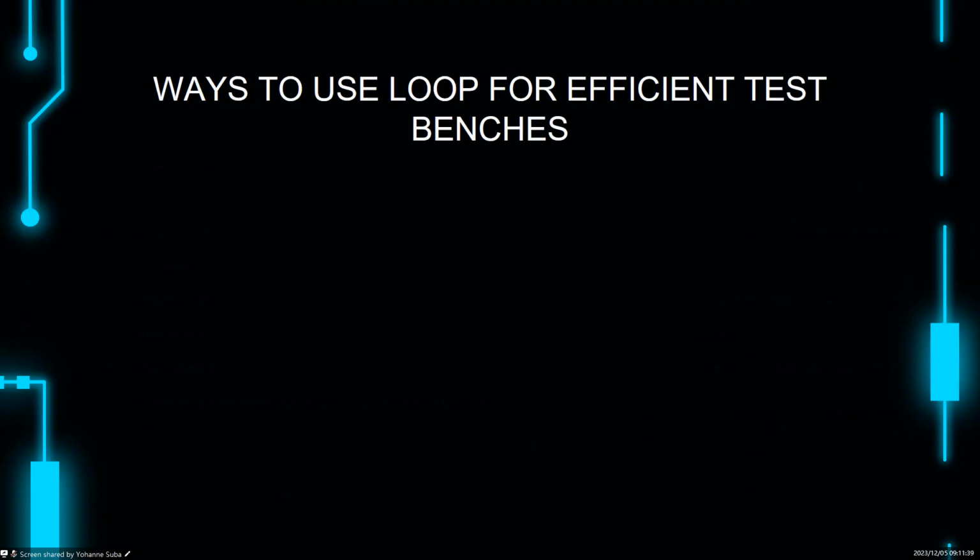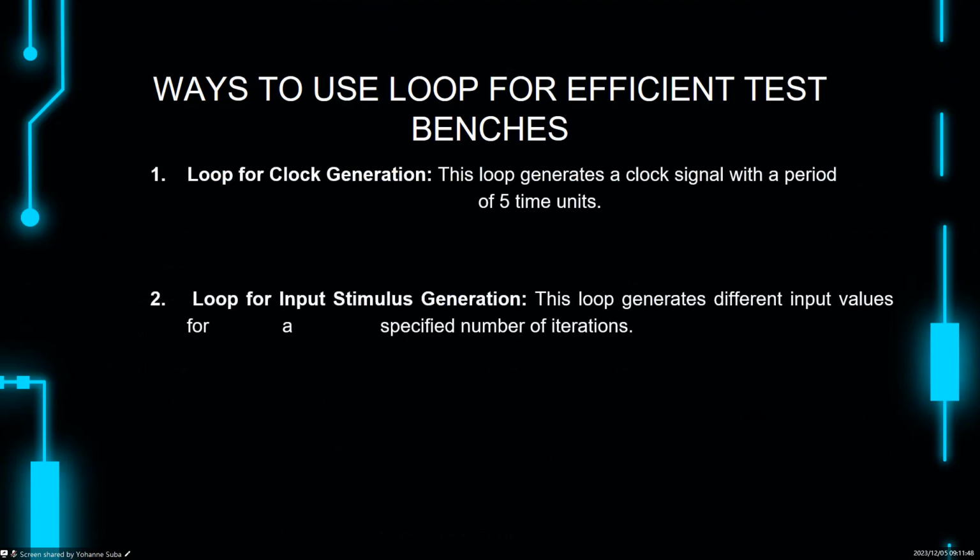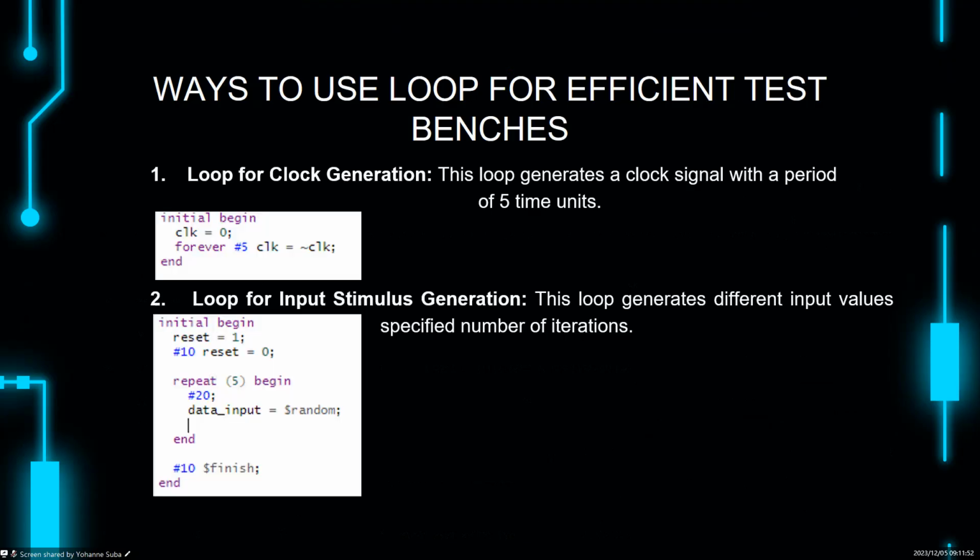Next is ways to use loops for efficient test benches. The first one is loop for clock generation. This loop generates a clock signal with a period of 5 time units. For your example ng code, second one is loop for input stimulus generation. This loop generates different input values for a specified number of iterations.